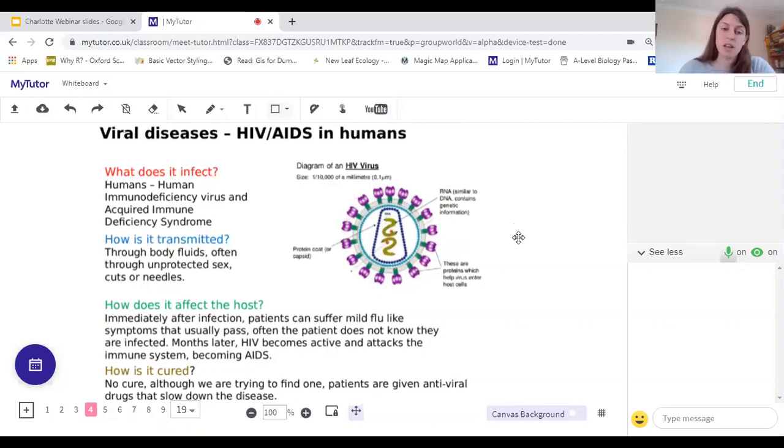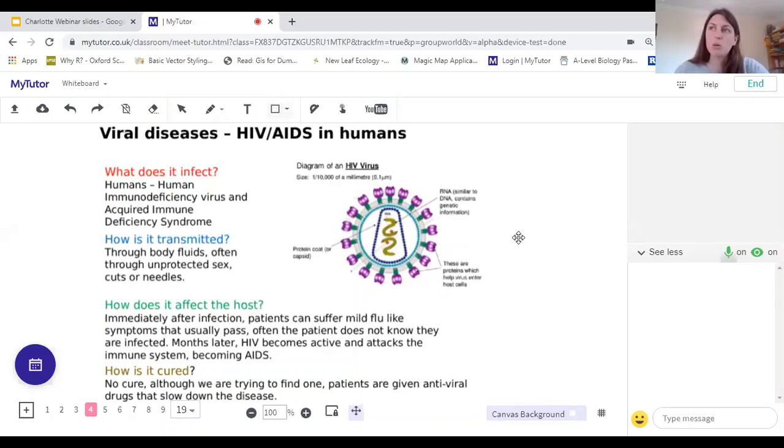Because months later, HIV becomes active and attacks the immune system. And at that point, the HIV has become AIDS. So it's become acquired immune deficiency syndrome, because you've acquired that attack on your immune system. If your immune system is compromised, you're much more vulnerable to things like pneumonia or flu or other pathogens that are easily caught.